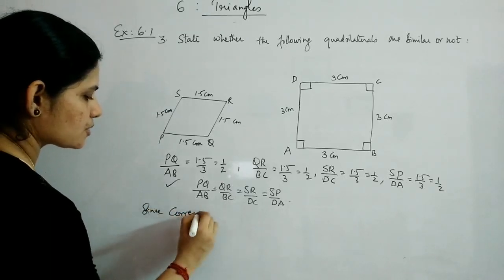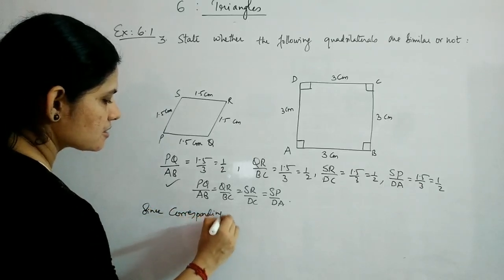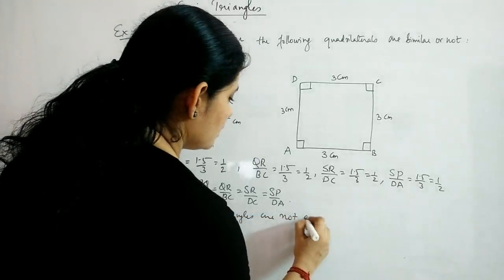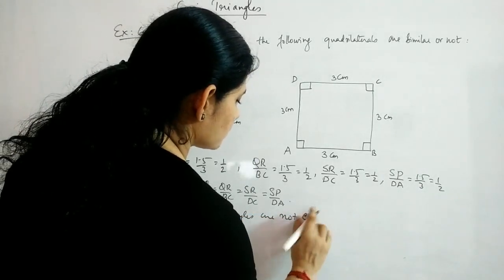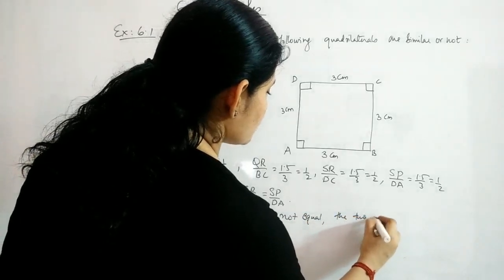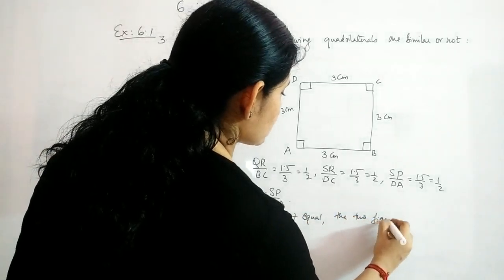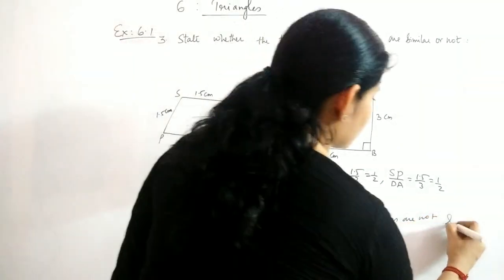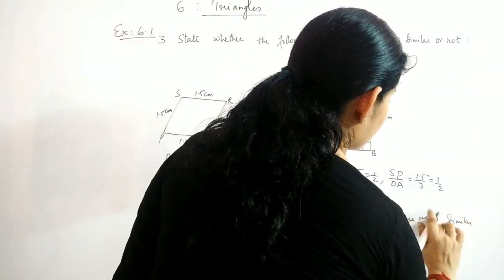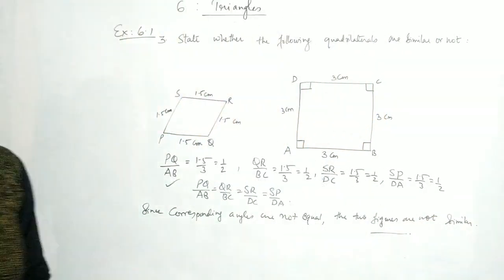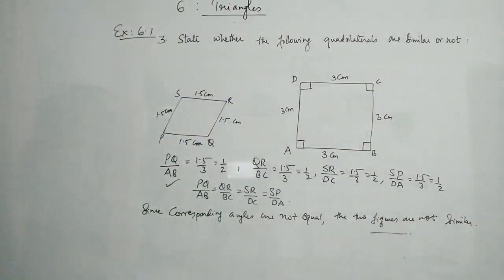Since the corresponding angles are not equal, the two figures are not similar. Okay, they are not similar. Clear why they are not similar? Even if their sides are proportional, their angles are not equal.